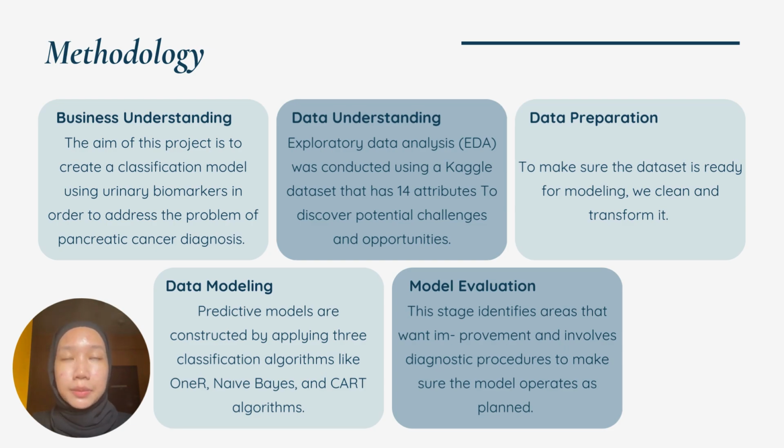Then the third methodology is data preparation. It is to make sure the dataset is ready for modeling. We clean and transform it. This covers handling missing values and normalizing numerical attributes. The fourth methodology is to cover data modeling. Predictive models are constructed by applying three classification algorithms: 1R, Naive Bayes, and CART. Cross-validation and performance metrics including accuracy are used to train and evaluate each model. Choosing the most relevant features and improving the models are all part of this iterative process.